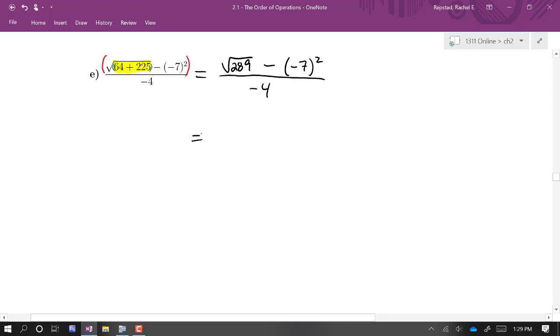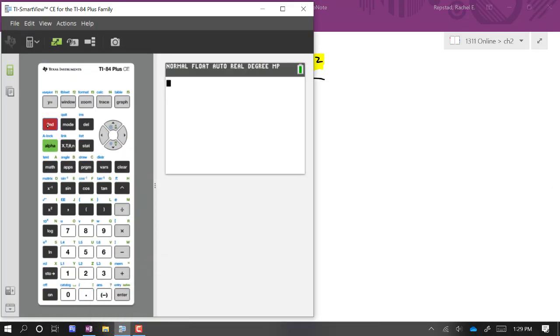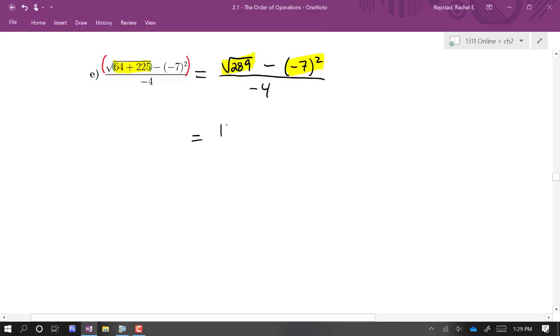Next, we can apply the exponents. Now, here's a thing that wasn't written explicitly in the order of operations, but square roots get evaluated at the same time with the same priority as exponents. So I'm going to take care of this square, and I'm going to take care of that square root in this next step. The square root of 289 is 17. 7 squared is 49. Negative 7 squared is also 49.